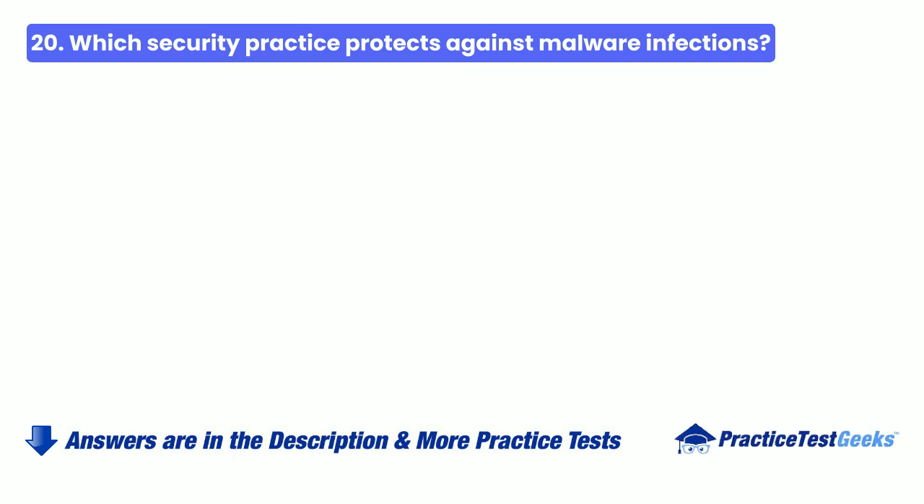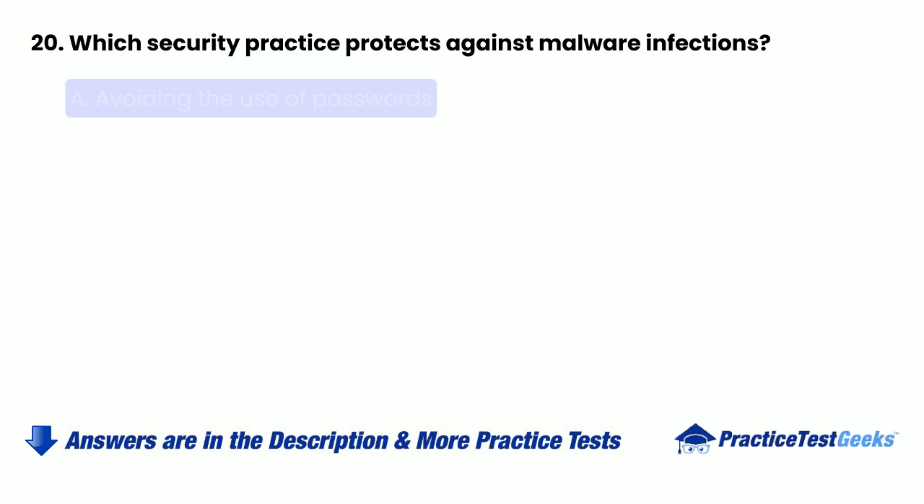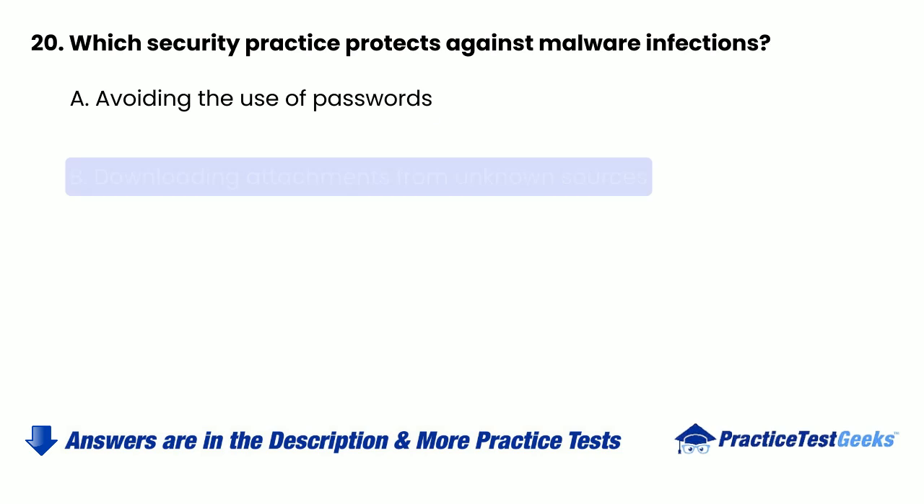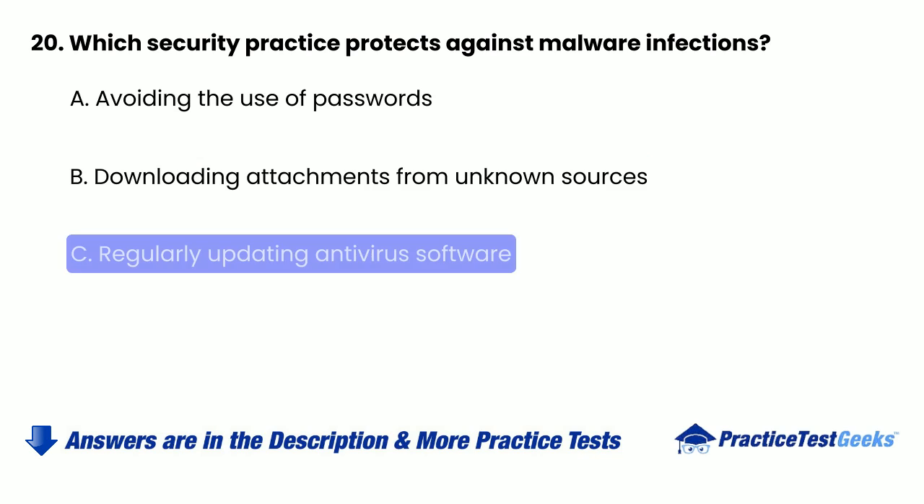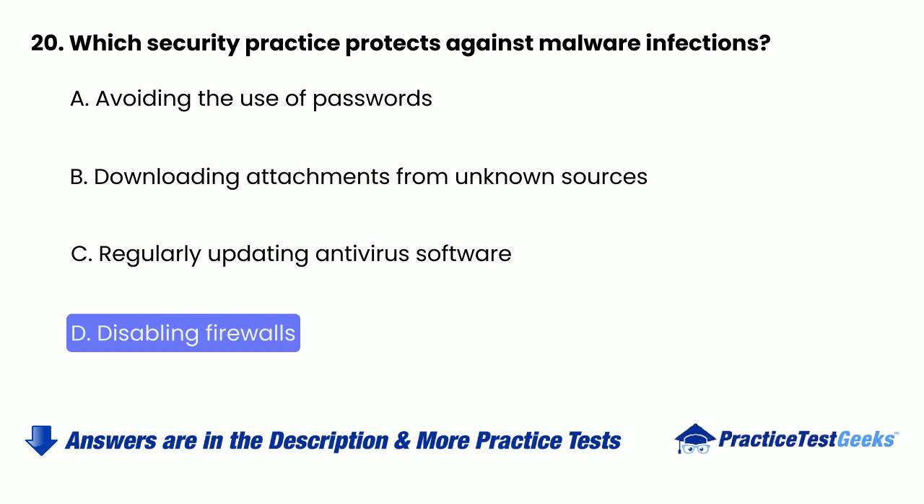Which security practice protects against malware infections? A. Avoiding the use of passwords. B. Downloading attachments from unknown sources. C. Regularly updating antivirus software. D. Disabling firewalls.